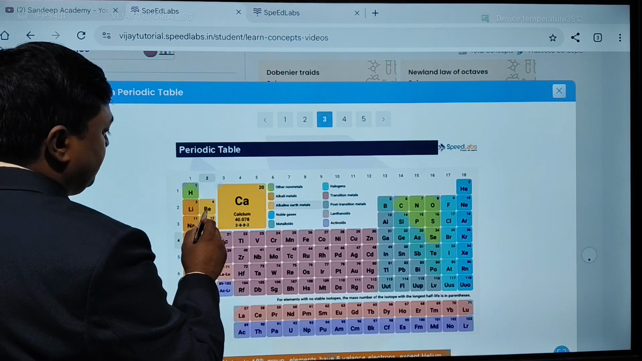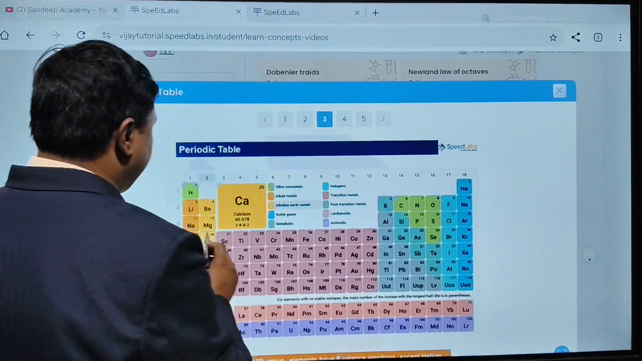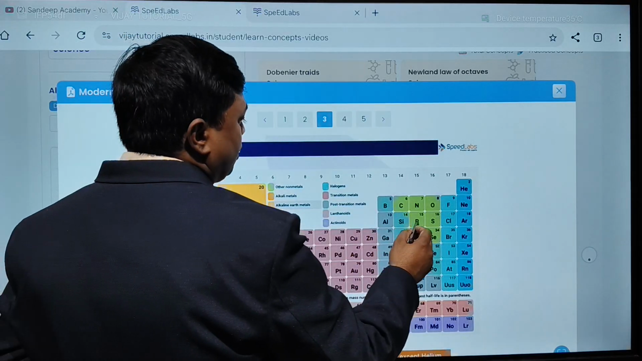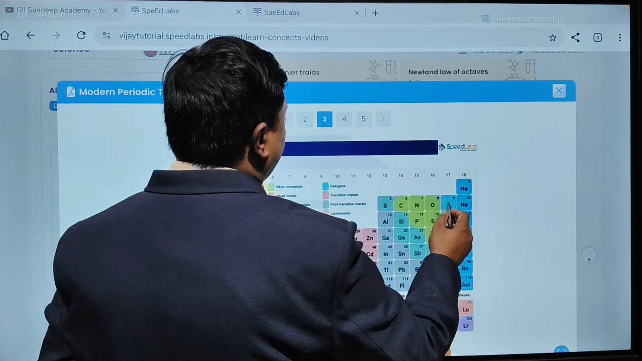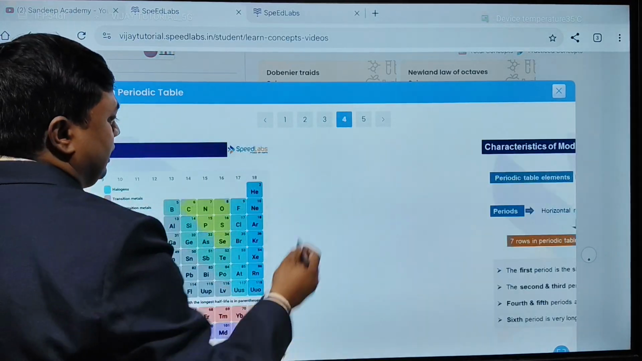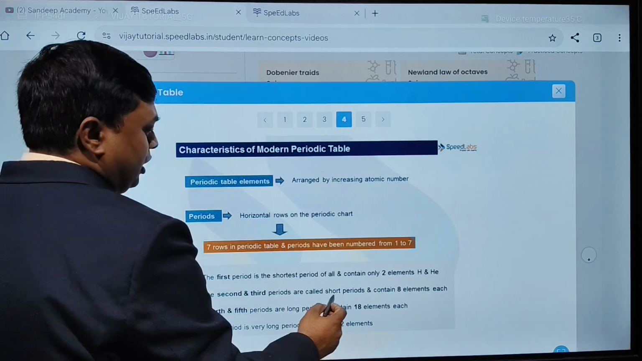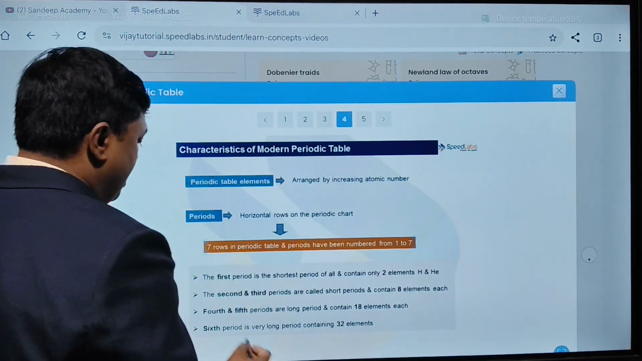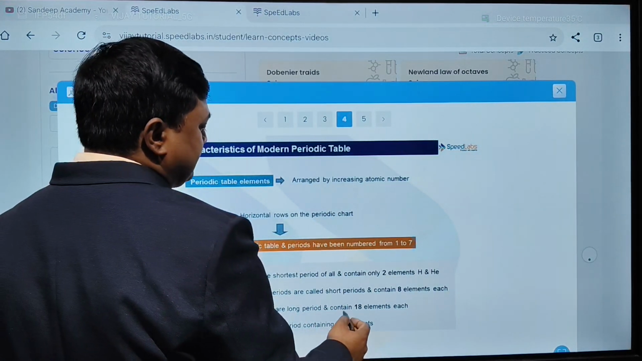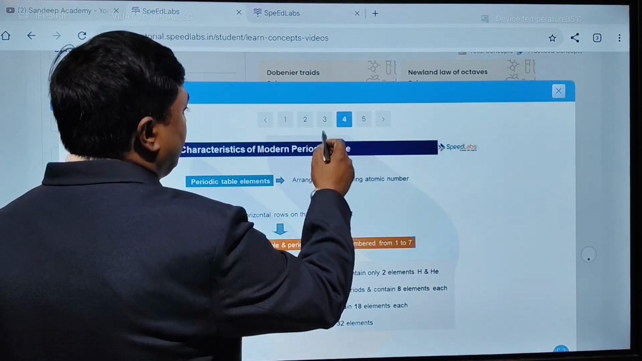Lithium, beryllium, here 2. Boron, carbon, nitrogen, oxygen, fluorine, and neon: 8 elements. Similarly, sodium, magnesium, aluminum, silicon, phosphorus, sulfur, chlorine, and argon contain 6 on this side and 2 on this side, 8 elements. So the second and third periods are called short periods and contain 8 elements. Fourth and fifth periods are long periods and contain 18 elements. And the sixth period is a very long period, containing 32 elements.